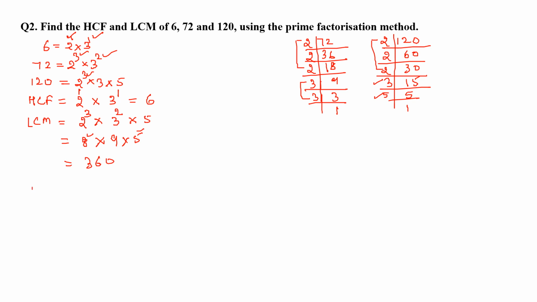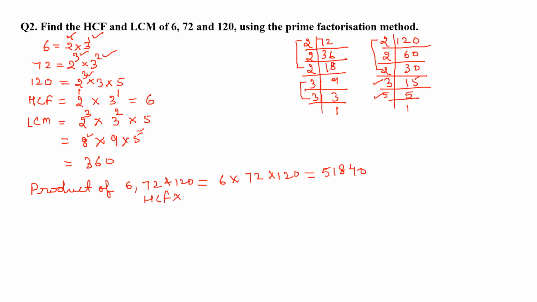So here also, if you find the product of 672 and 120, what are you going to get? You multiply 672 and 120. You are going to get the product as 51,840. And the product of HCF and LCM, if you do, HCF is 6, LCM is 360, you are going to get 2160.